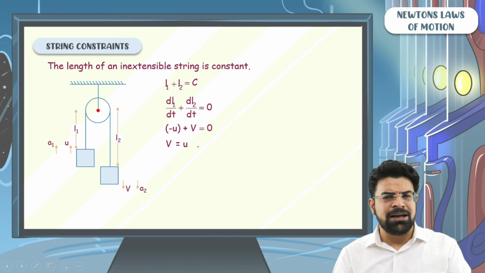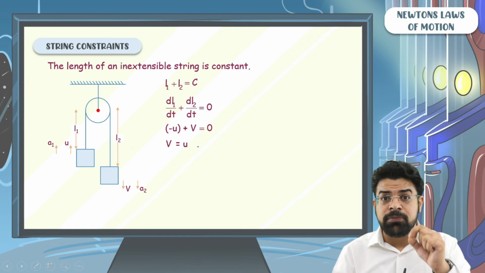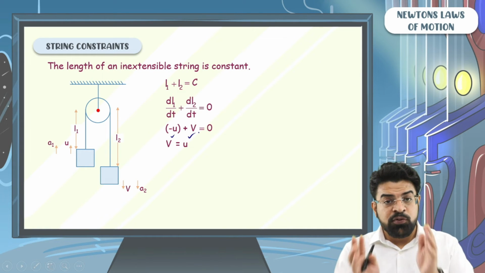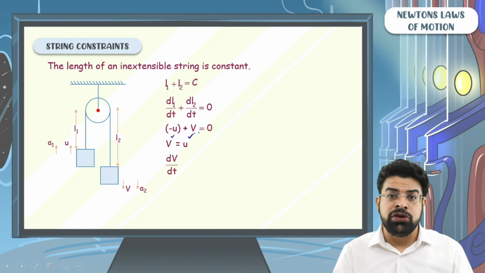Now you will be like, sir, I already knew this. Why did you waste so much time to learn the concept which will be used in the later problems? Now once we have got v equals u, differentiating both the side, we will say that dv by dt equals du by dt.